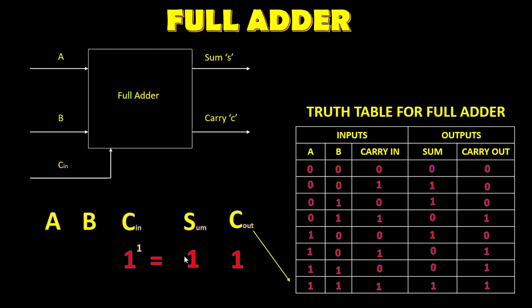So the full adder is basically a combinational circuit that computes the addition of 3 bits. The binary addition is here. What we just did is how the full adder logic circuit works. You have the inputs, then this binary addition inside this box, and then the two outputs.